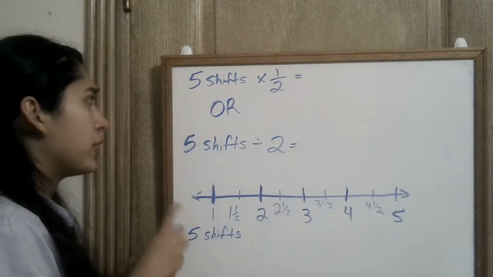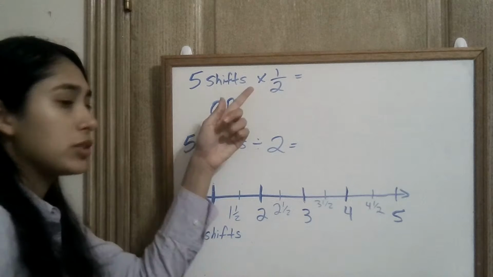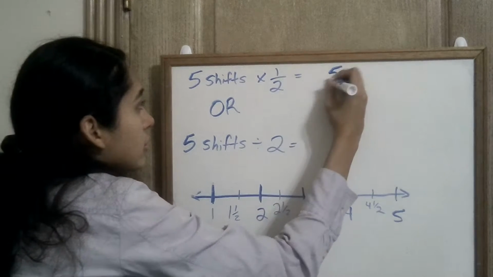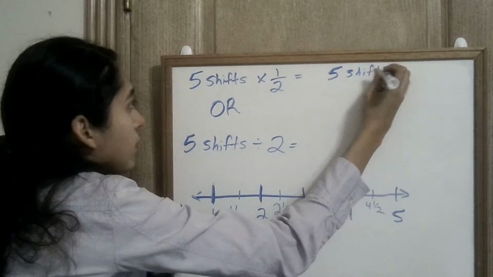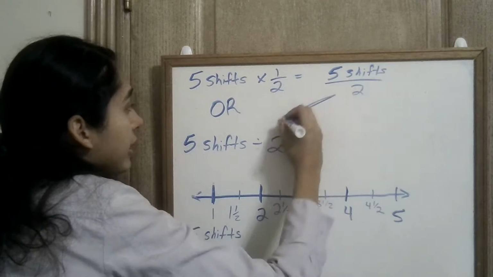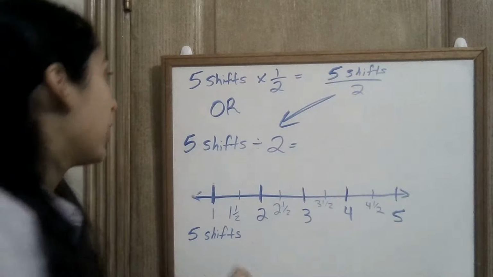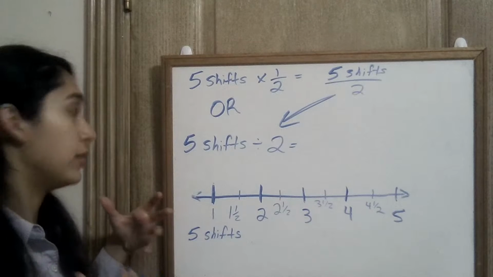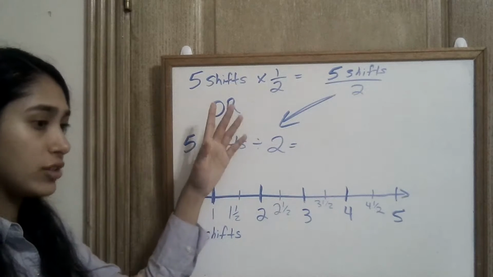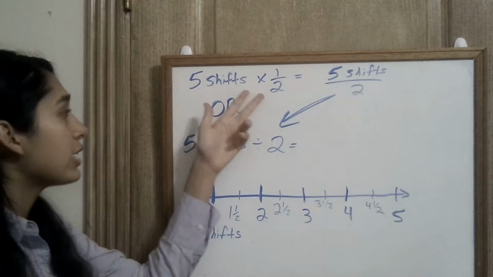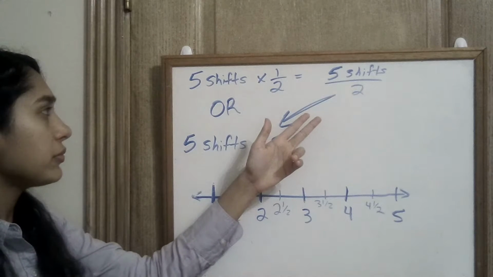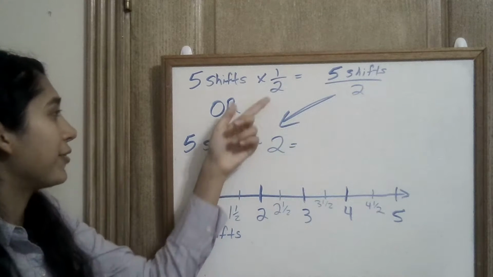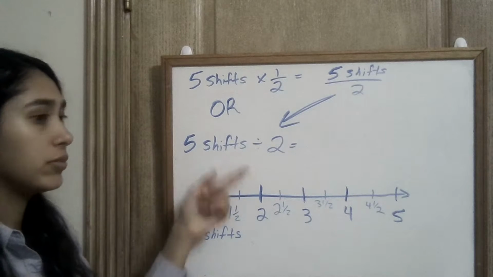But essentially, whenever you're multiplying by a fraction, you're dividing. You're going to end up rewriting this as 5 shifts over 2. You're going to end up right back at this. But if it makes more sense to you, especially if it says half, to draw a fraction as 1/2 and do this, that's fine. This extra little step is not going to kill you. But if you're a super genius and you realize you can just do it in one go, that's fine too.